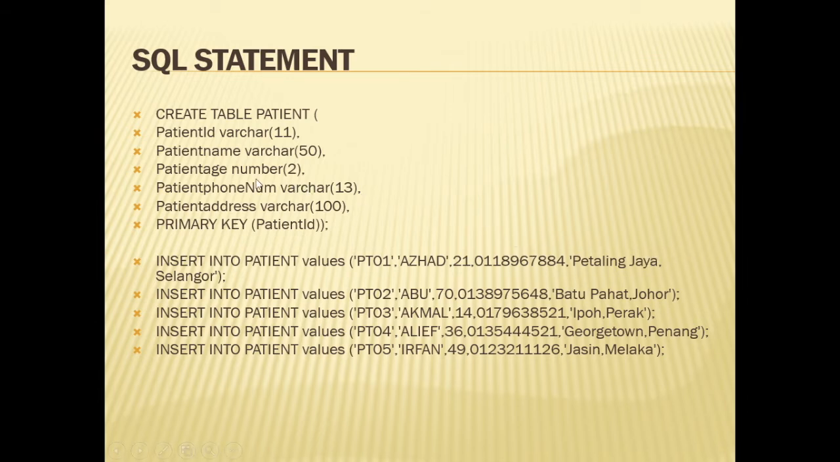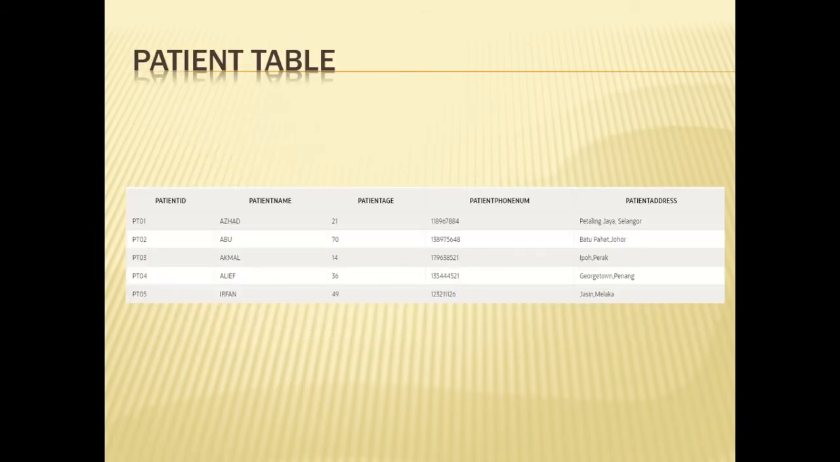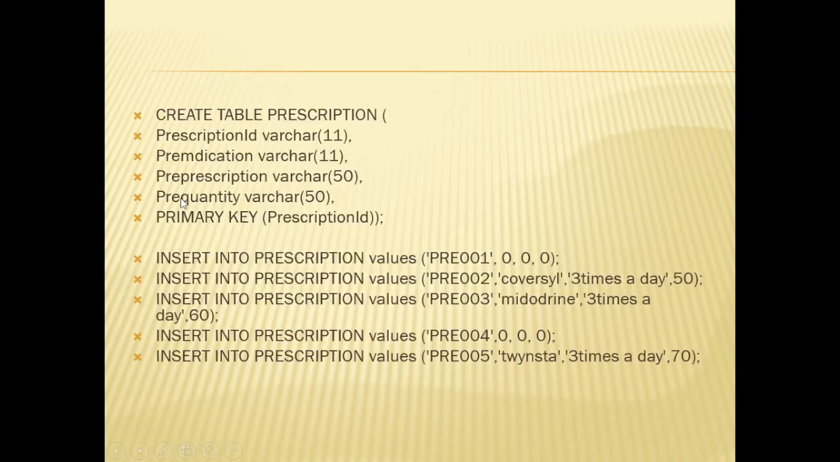So the patient phone number here, the patient address here, and the primary key should be the patient ID. Okay, every input we put the comma above here. Okay, so we should have the output like this. So this table will show the details of the patient, and we also create the table of prescription.